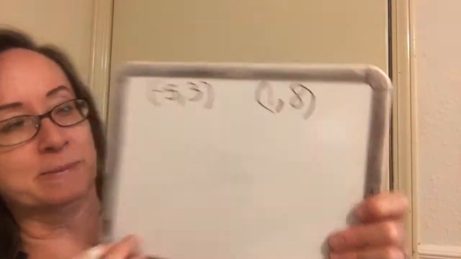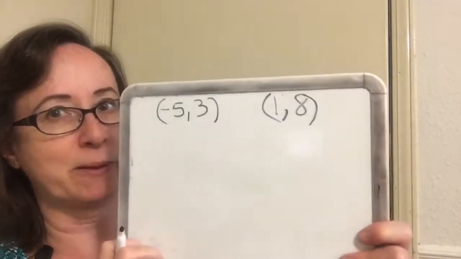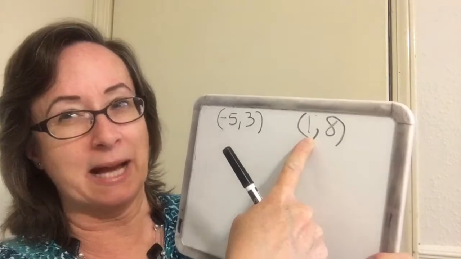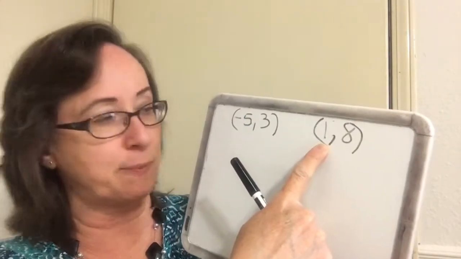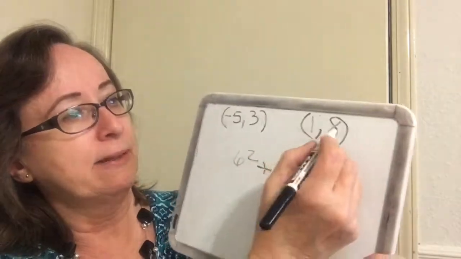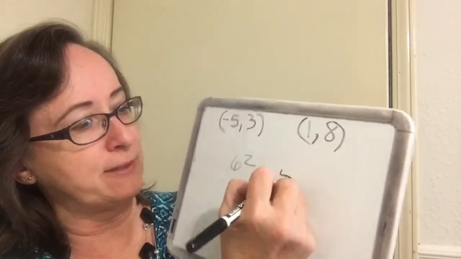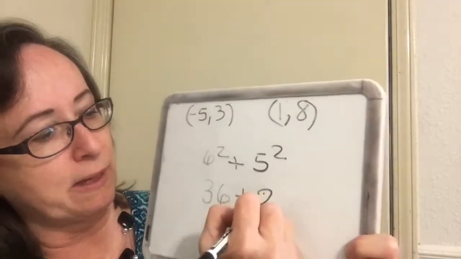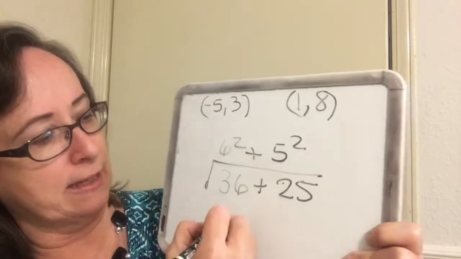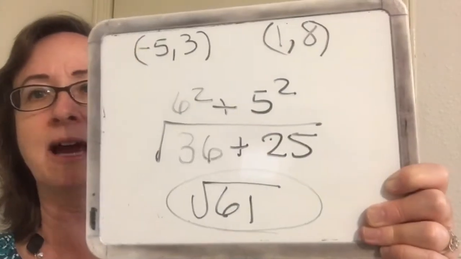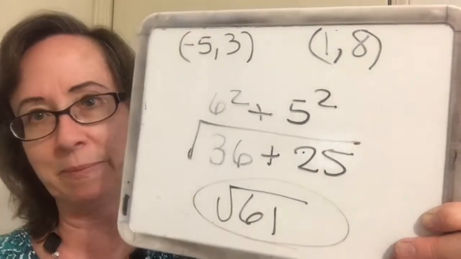All right, so then we have another problem where we're going to find the distance between these two. This x is -5. This y is a +1. They are a distance of 6 steps apart. So 6 squared plus the 8 and the 3 are 5 steps apart. So 6 squared is 36 plus 25. Square root of all that is going to be the square root of 61. The square root of 61 does not simplify at all. That would be your final answer.